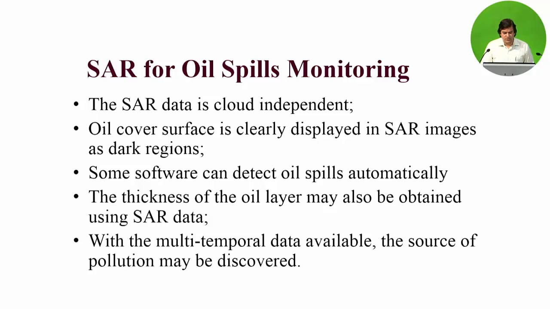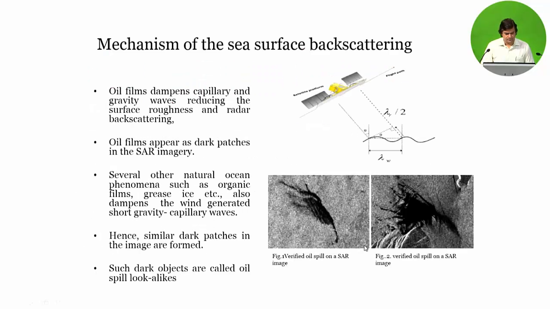SAR imagery is also widely used for oil spill monitoring. Because the SAR data set is cloud independent, oil covered surface is clearly displayed in the SAR images as dark regions. Some softwares can detect oil spills automatically. The thickness of the oil layer may also be obtained using SAR data. With the multi-temporal data available, the source of pollution may be discovered.